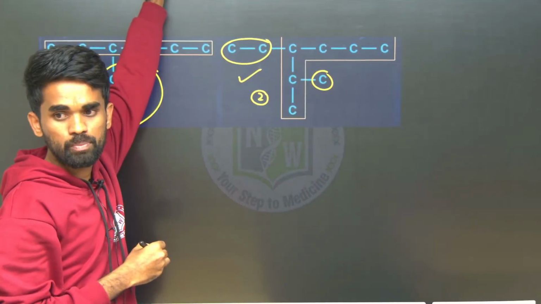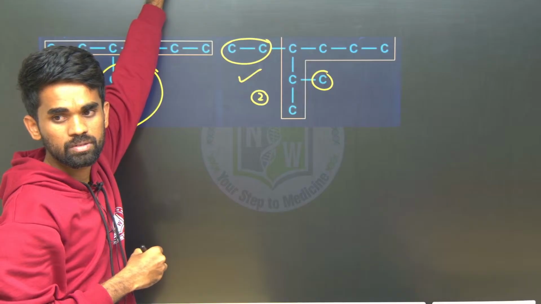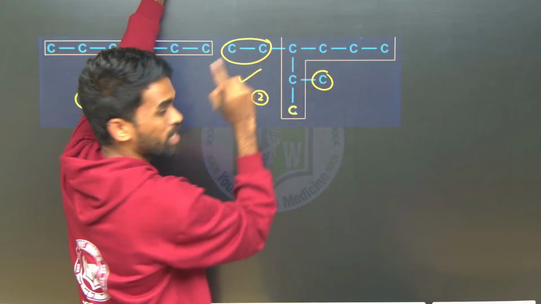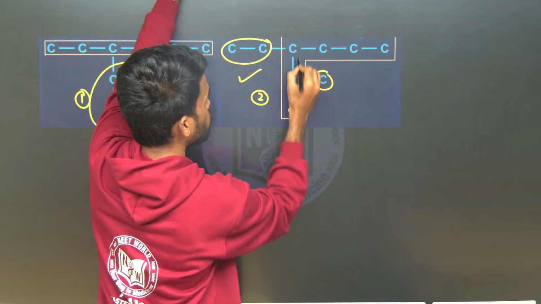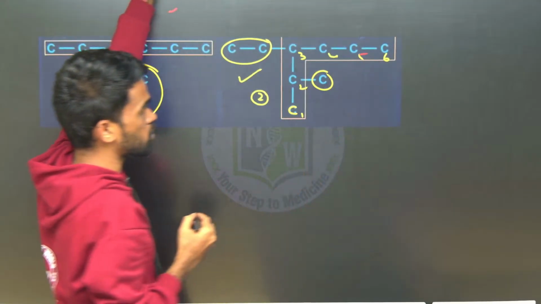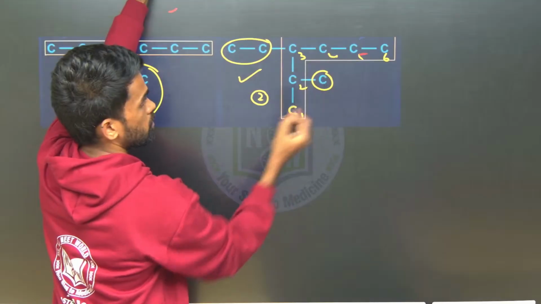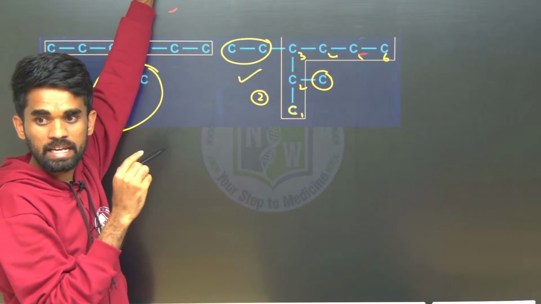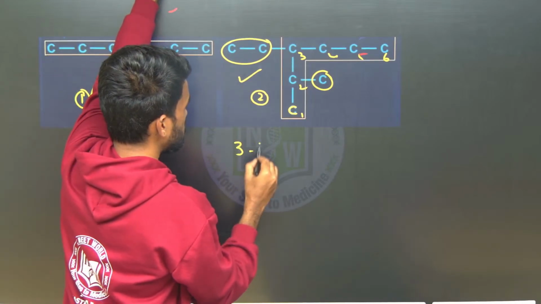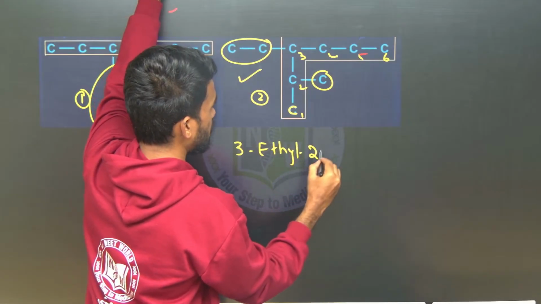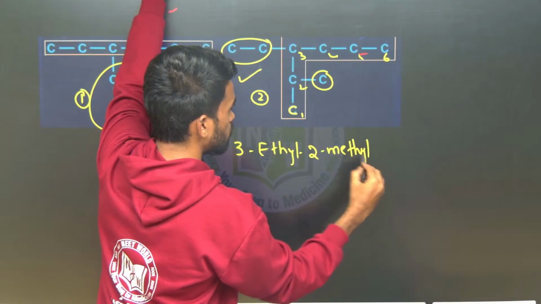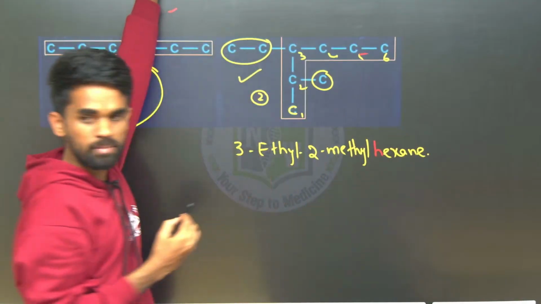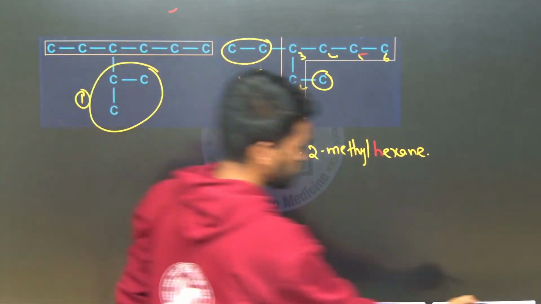Now what is the name of this compound? I am starting numbering from here because our substituents should get the lowest number. So this is 1, 2, 3, 4, 5, 6. The name is: here you have 2-methyl and 3-ethyl. Which comes first alphabetically? Ethyl, E, and its position is 3. So 3-ethyl, 2-methyl, and then 6 carbons, hexane. That's it, this is the name of the given compound. Is this clear? Right. Next.